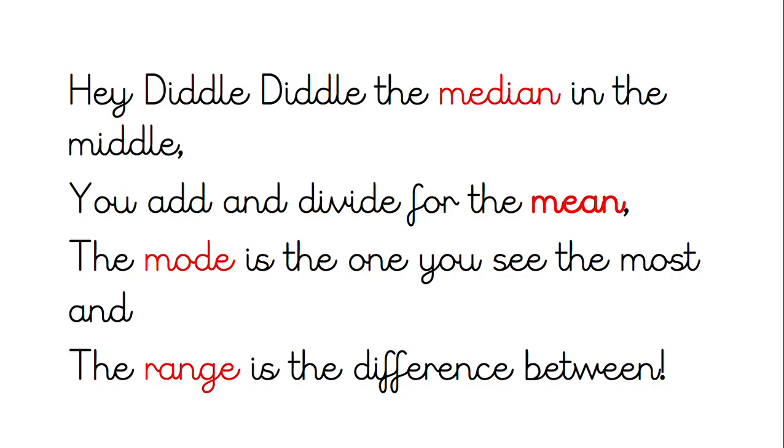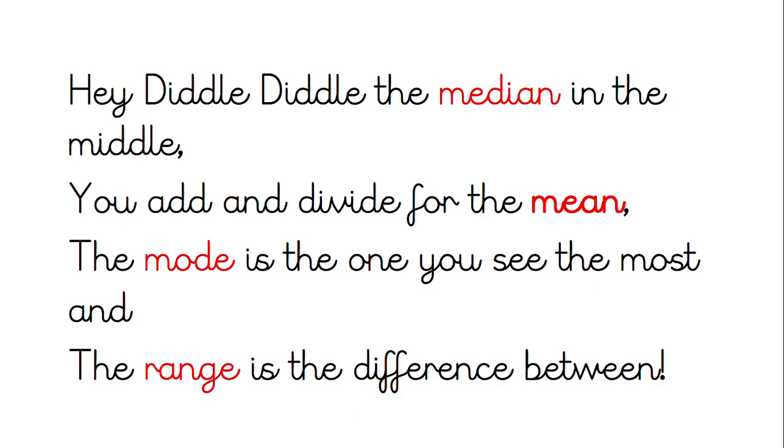So this is the rhyme I was telling you about. You're not going to need any of the other words in red other than mean until you get to secondary school, but it's quite a nice one to learn now, and it will come in useful in the future. So, hey diddle diddle, the median in the middle, you add and divide for the mean, the mode is the one you see the most, and the range is the difference between. Median, mode and range are other maths vocabulary that are to do with statistics, which we will come up with.